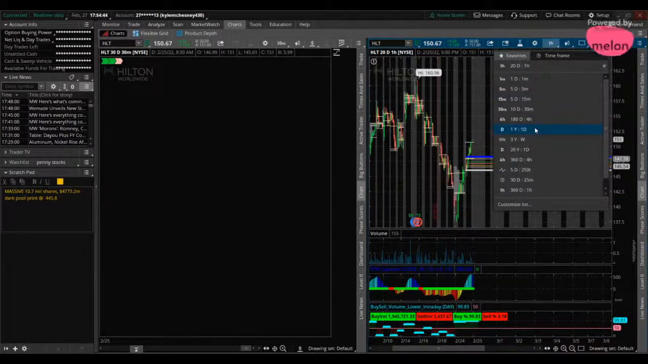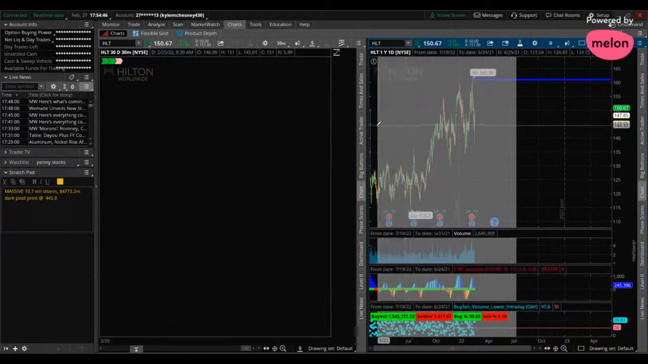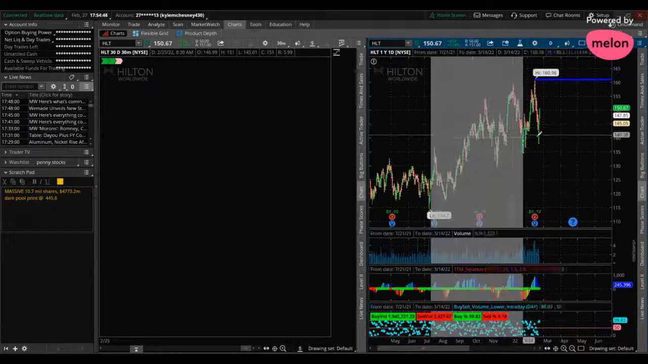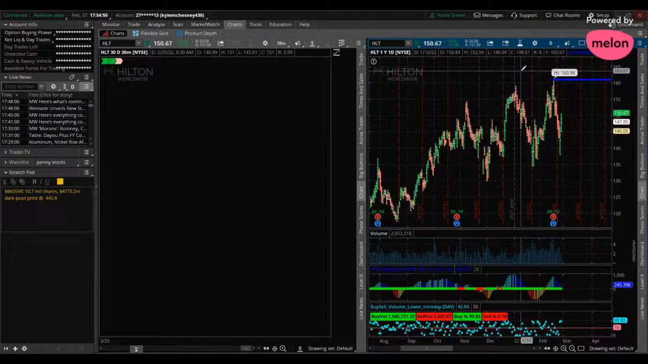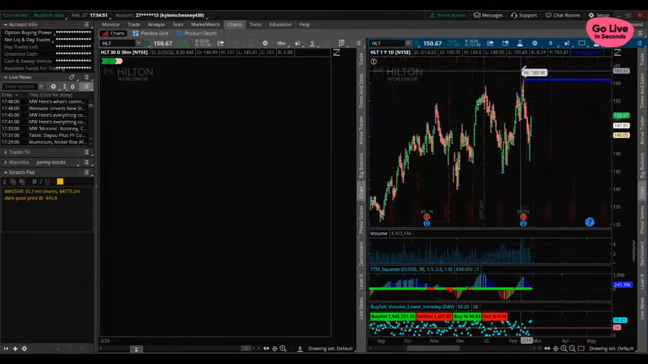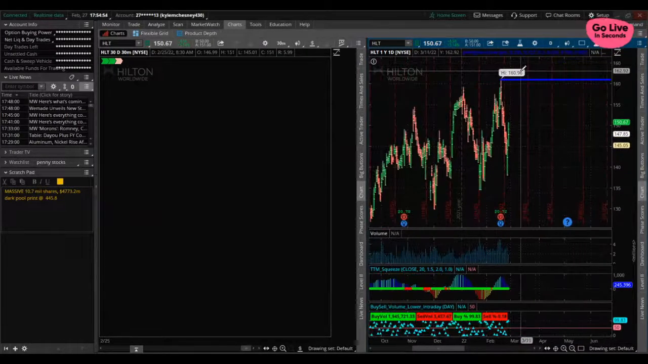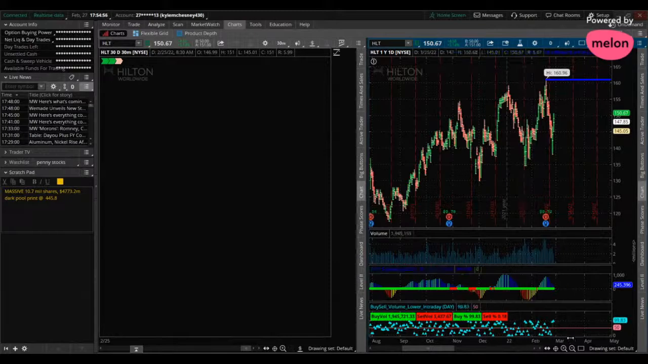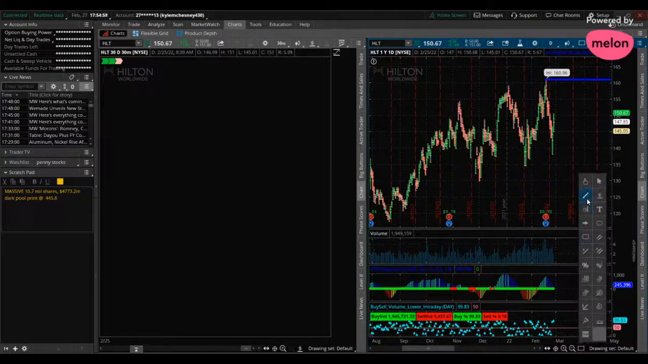HLT on the 1 hour. Ooh, I don't like charts that move like this. Typically, I really don't like these type of charts. But I'll try for you. No, I'm just kidding. I'll do it.